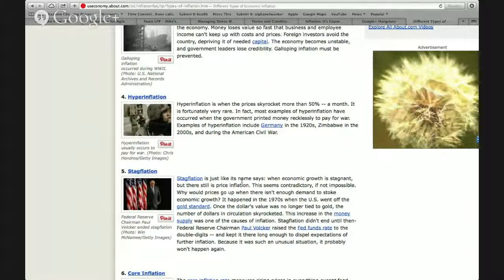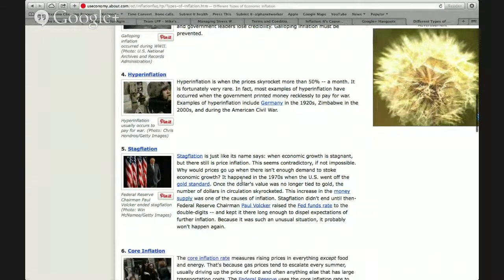And it says here it's very rare, but we did see examples of hyperinflation in Germany in the 1920s, and you know what that led to. And Zimbabwe in 2000, and also, I wasn't aware of this, but during the American Civil War. So that's where, again, the dollar lost a lot of its value.